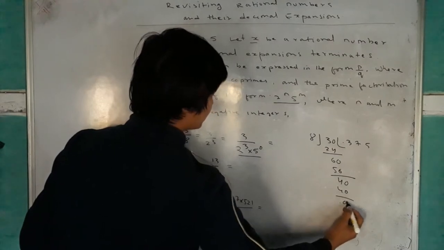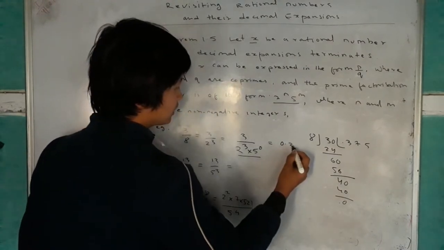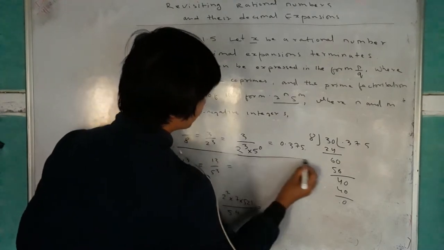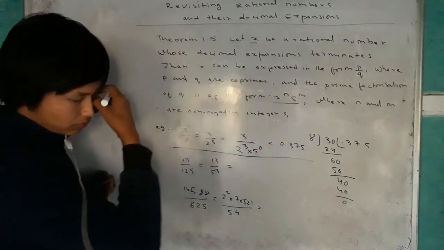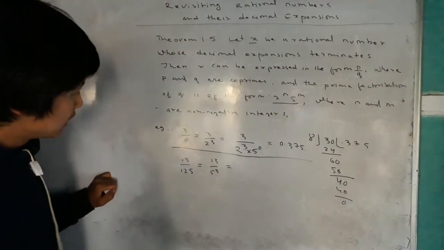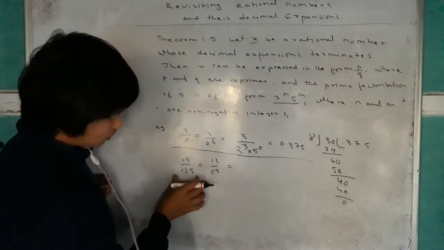Okay, the remainder is 0, which means 0.375, and the decimal expansion terminates. This is the proof. Here we have proved the statement. So in the second one, I'll do this much only.